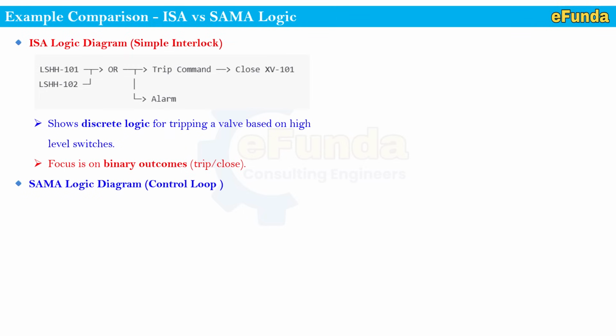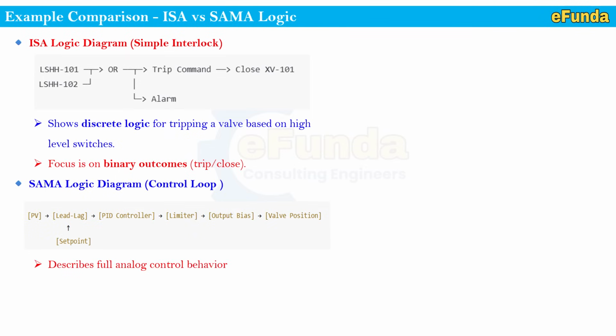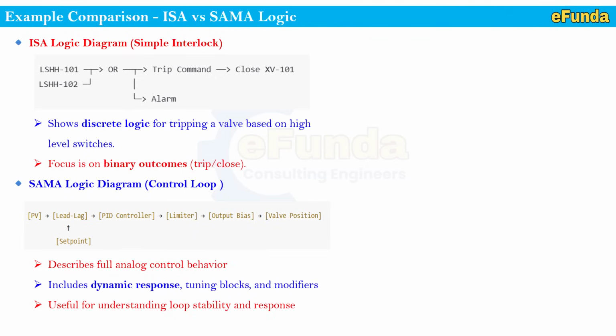One can refer to the picture where the functional block details are shown: the PV value goes to the lead-lag, then the PID controller, then limiter, then output bias, then valve position. To operate this, the lead-lag network will take the set point for comparison of the PV and the set point value. This is how the control loop is operated. It describes full analog control behavior, including dynamic response, tuning blocks, and modifiers. It is also useful for understanding loop stability and responses.